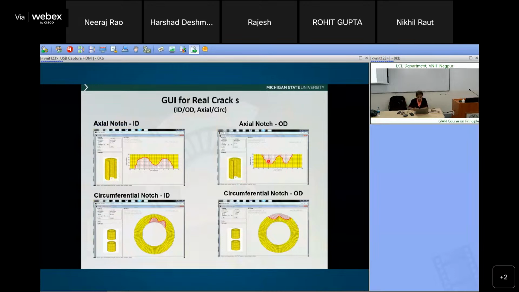This is the axial OD notch on the outside surface. This is on the inside surface. This is a circumferential crack on the inside, and on the outside. So all these can be done. It is a very versatile interface that allows them to do a variety of profiles, any arbitrary profile, with no limitation. And in addition to doing it manually, you can also read the profile from an Excel sheet.